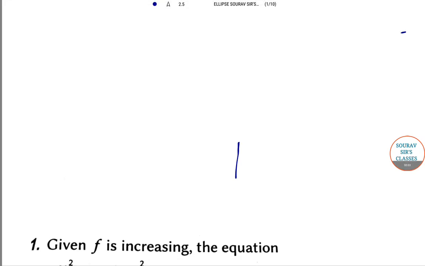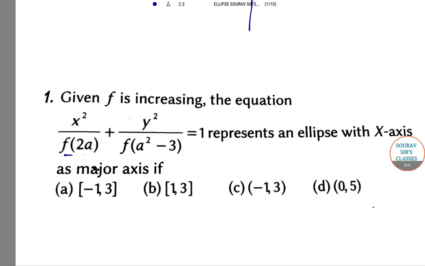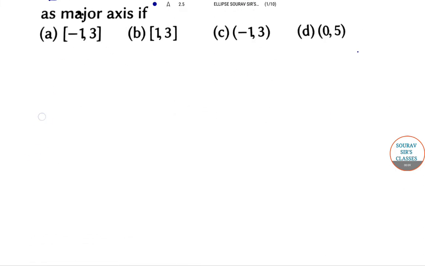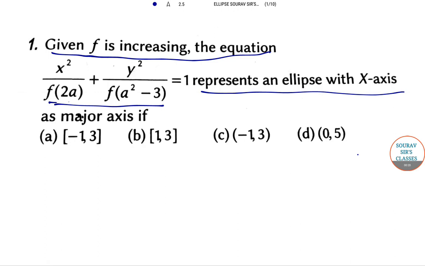Let's start. Let's discuss some questions regarding an ellipse. The question is, given f is increasing, the equation x square by f(2a) plus y square by (a square minus 3) represents an ellipse with x axis as its major axis. So he wants to know that, as given f is an increasing function, it represents an ellipse with x axis as a major axis, and a lies in which interval.